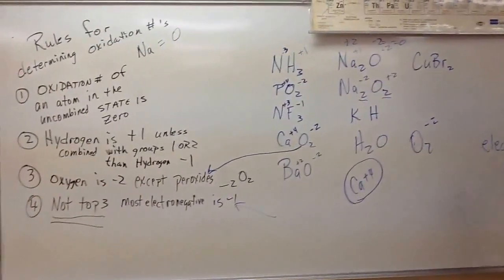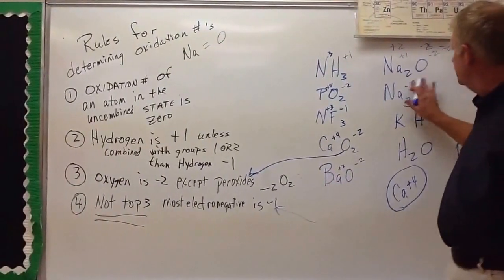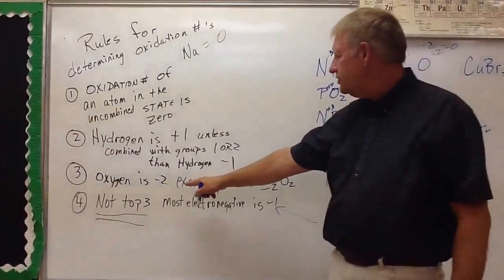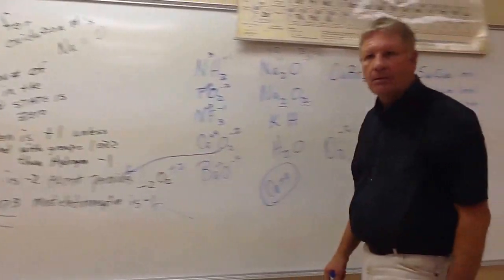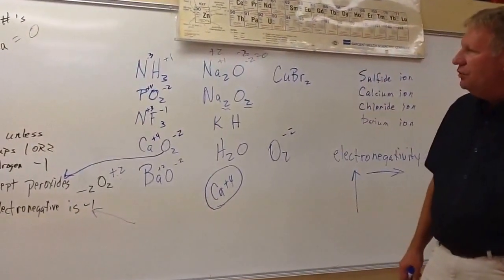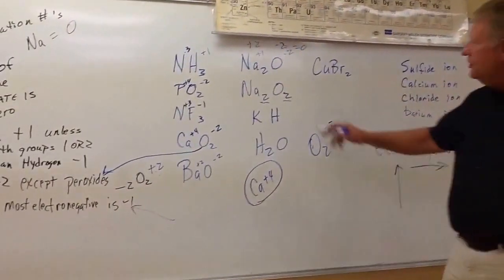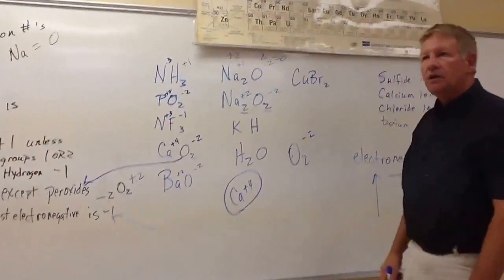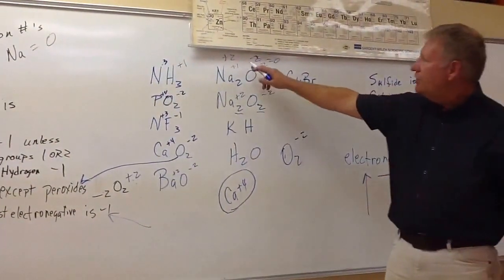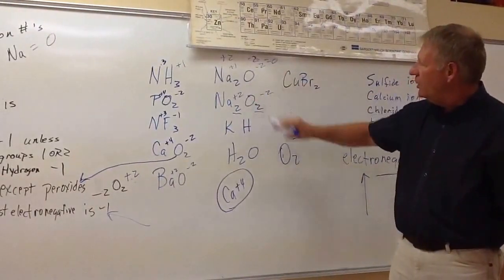So let's look at oxygen once again. Oxygen is -2, except in peroxides where it's a +2. So that makes this a -2, so that makes that +2. Now it's interesting though, because then the sodium kind of switched around a little bit on us.